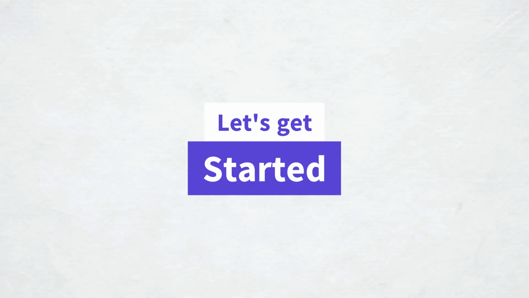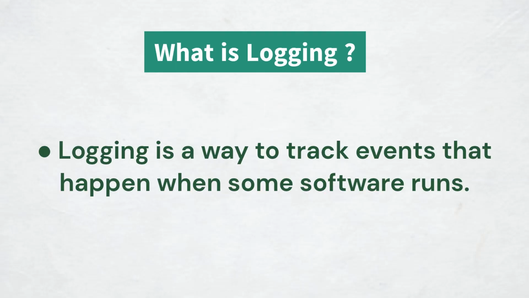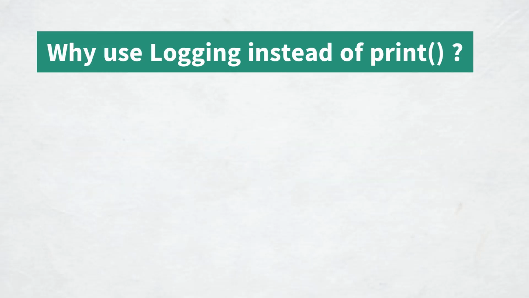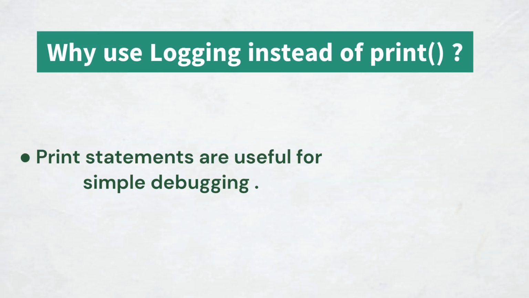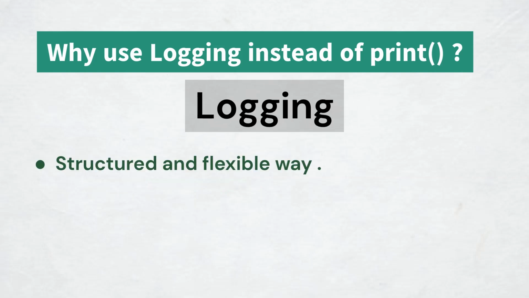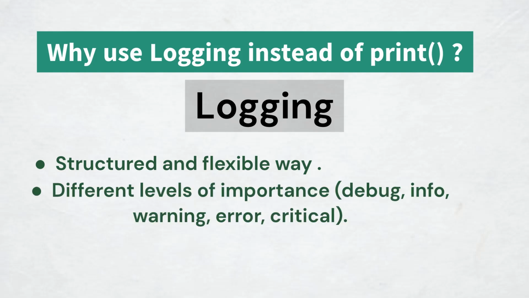So first, let's talk about what logging is. Logging is a way to track events that happen when some software runs. It can be very helpful for debugging and monitoring the health of an application. Why use logging instead of print statements? Print statements are useful for simple debugging, but logging provides a more structured and flexible way to handle messages. With logging, you can set different levels of importance.